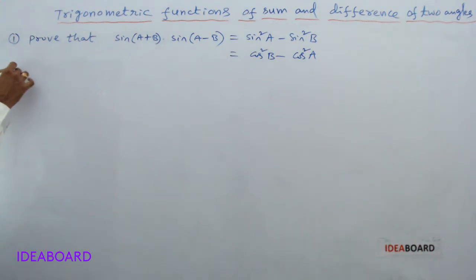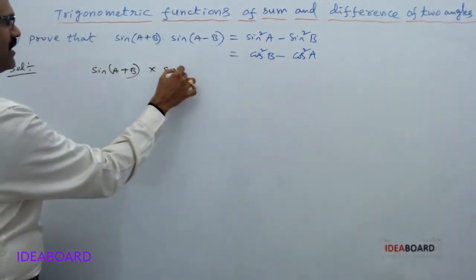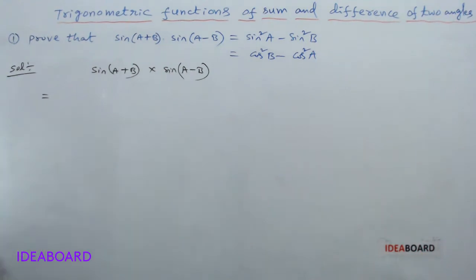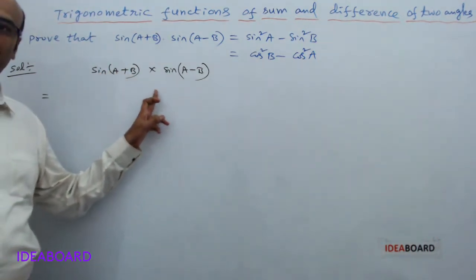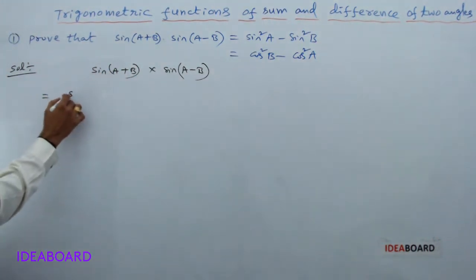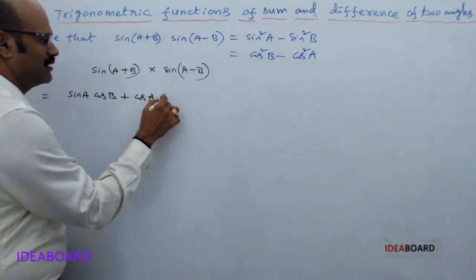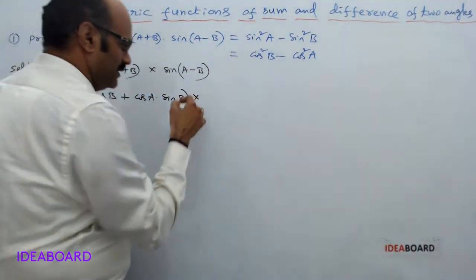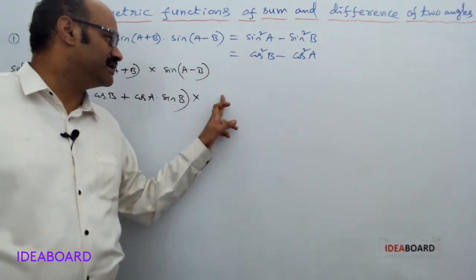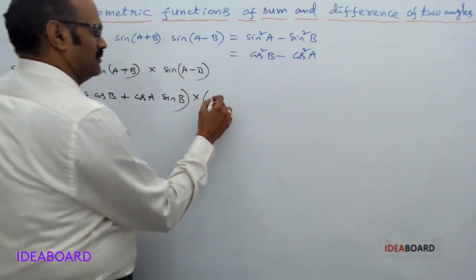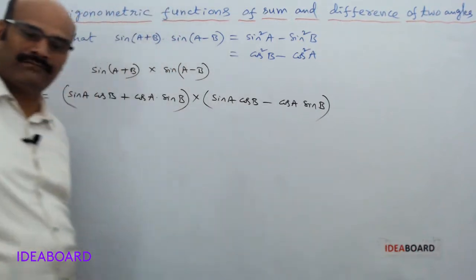Now, sin of (A+B) into sin of (A−B). We have the formula sin of (A+B) equal to sin A cos B plus cos A sin B, into sin of (A−B) equal to sin A cos B minus cos A sin B.